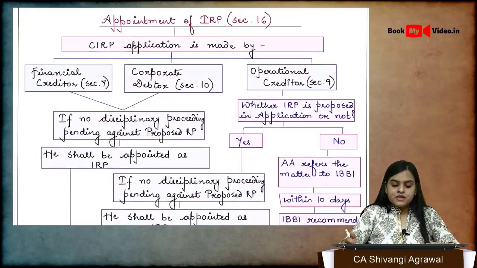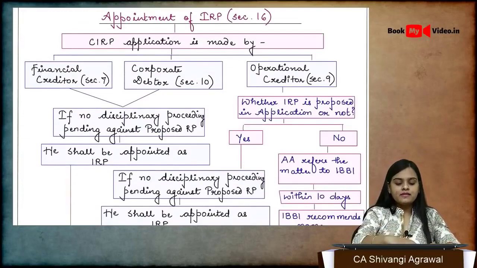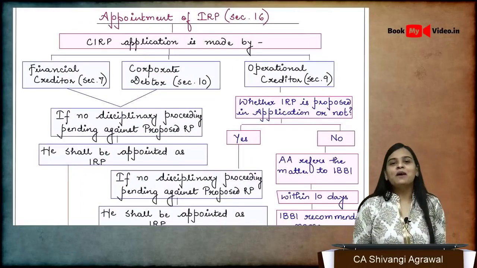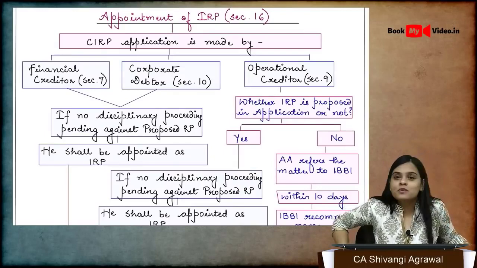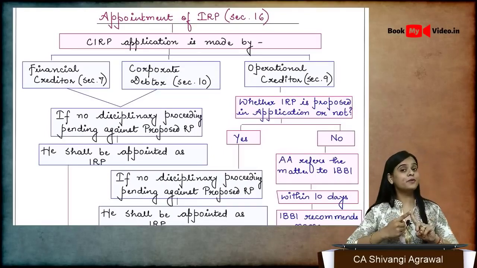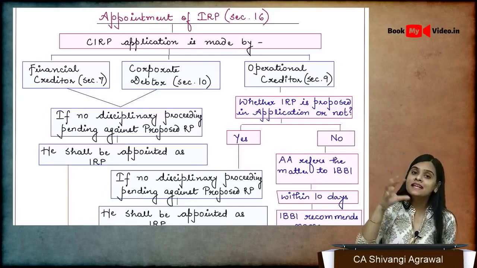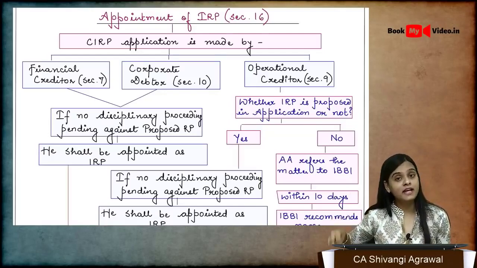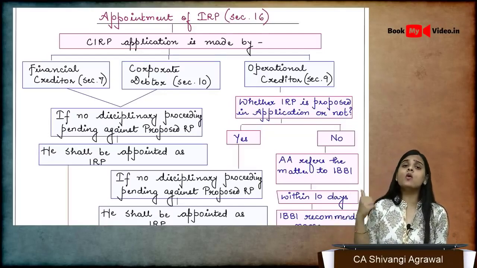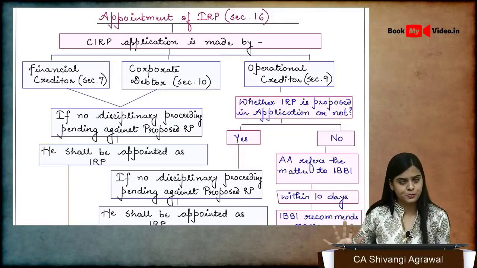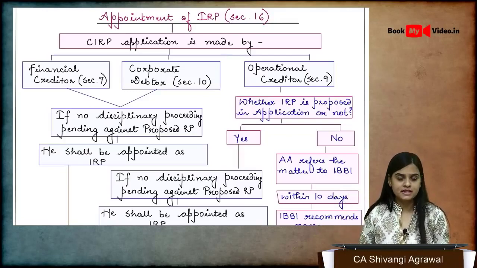So first of all, I'm going to deal with IRP. Who do you think should be appointed as IRP? When applications for CIRP were filed by a financial creditor or the corporate debtor, they proposed a name. And when the application was filed by an operational creditor, they also could propose a name. It was not mandatory for them to propose a name, but they can propose a name, right?